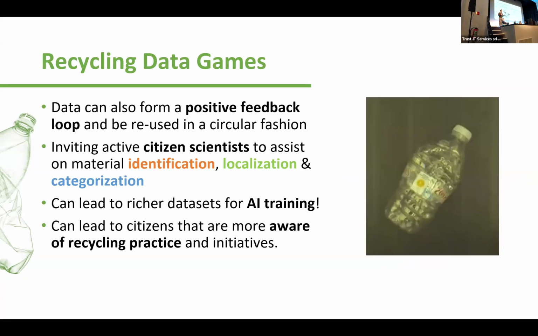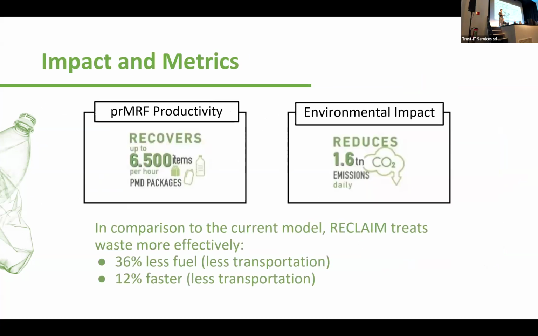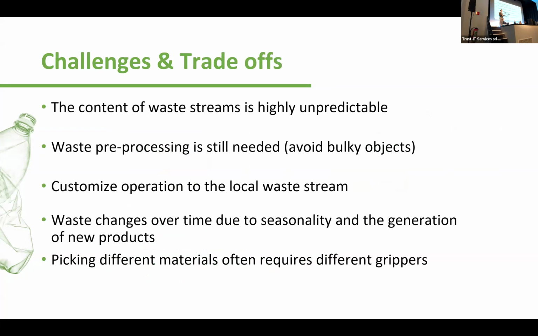By eliminating this transportation and providing a robotic sorting facility, we hope to recover up to 6,500 waste items per month. And we can reduce the CO2 emission of all the transportation by 1.6 metric tons. Especially for this transportation, 26% of the fuel usage is reduced. And the recycling process can go up to 12% faster since we do it locally at the spot of the origin of the waste. But of course, we have some challenges and trade-offs.